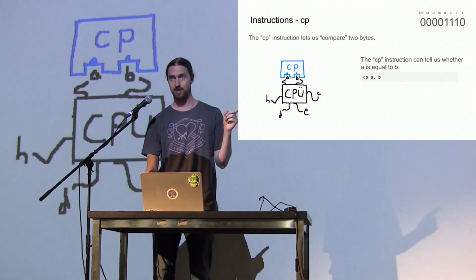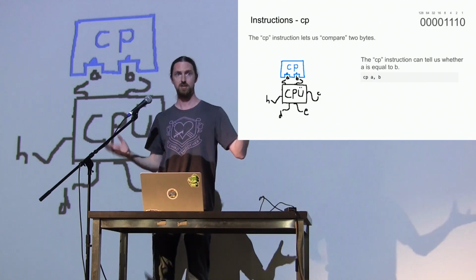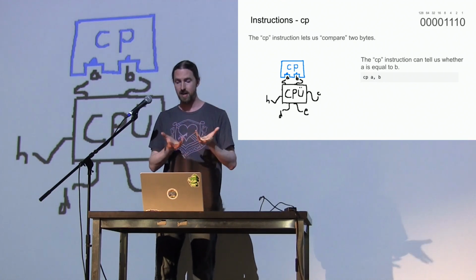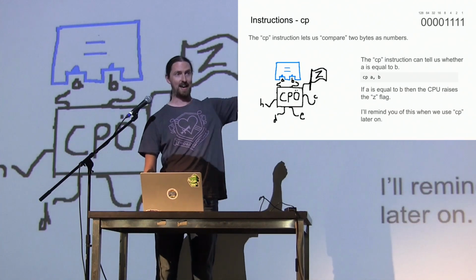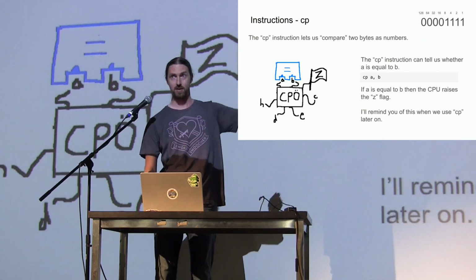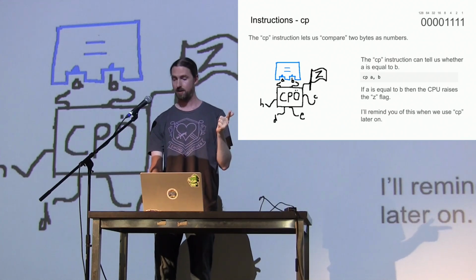Compare is another instruction. We write CP for compare, and compare lets us take 2 registers and compare their values. If the values are equal, the CPU raises a flag called the Z flag. And we're going to need this later. So far we've got add A, B, and we've got compare A, B.